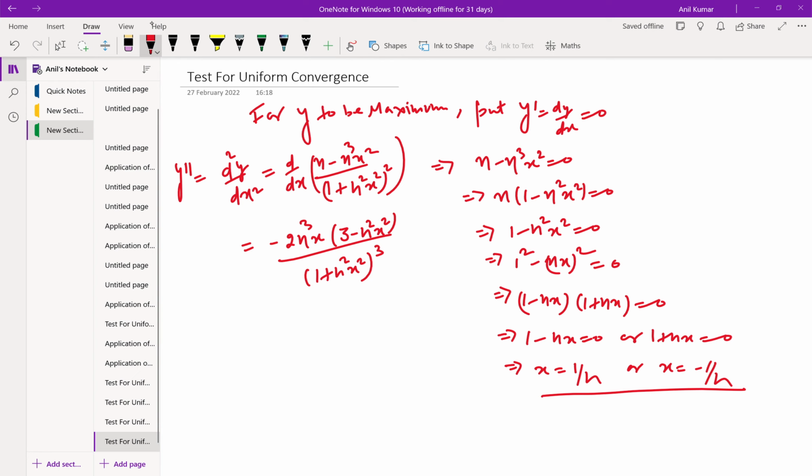So we are getting 2 points, 1 by n and minus 1 by n. So हमें ये चेक करना होगा कि at which point this y double prime is strictly less than 0, then we will have y is maximum at that point. Y is maximum at that point, right?